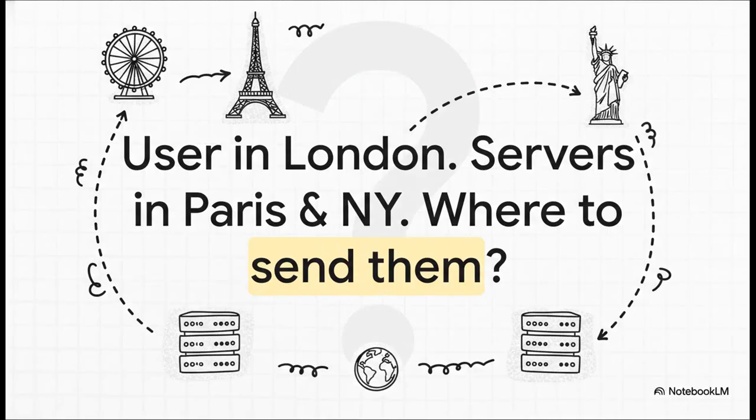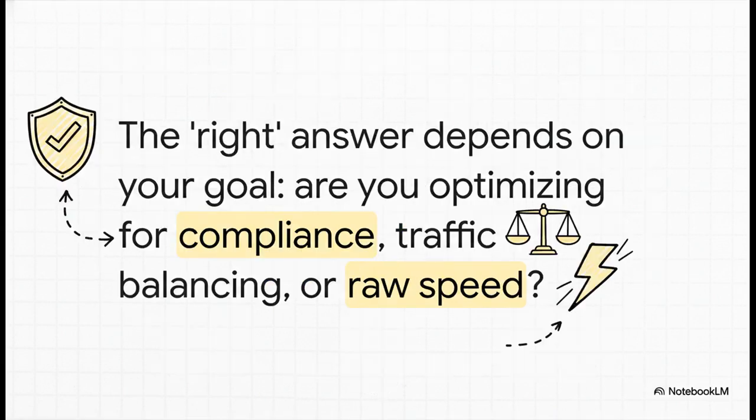Okay, let's kick things off with a pretty simple scenario. Imagine you have a user sitting in London, and you've got servers running in Paris and also in New York. So here's the deal. Where do you send that user? Paris? New York? It seems so simple on the surface, but the answer, well, it's not what you think. And that's because, honestly, it's kind of a trick question. There is no single right answer here. It all comes down to what you're trying to do.